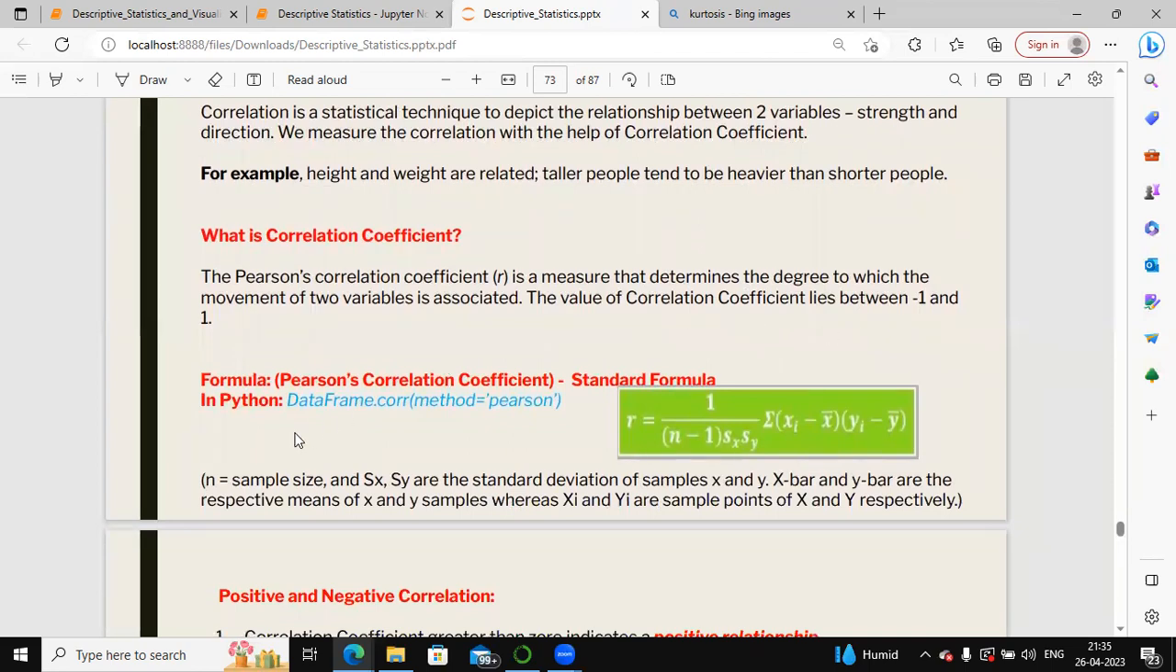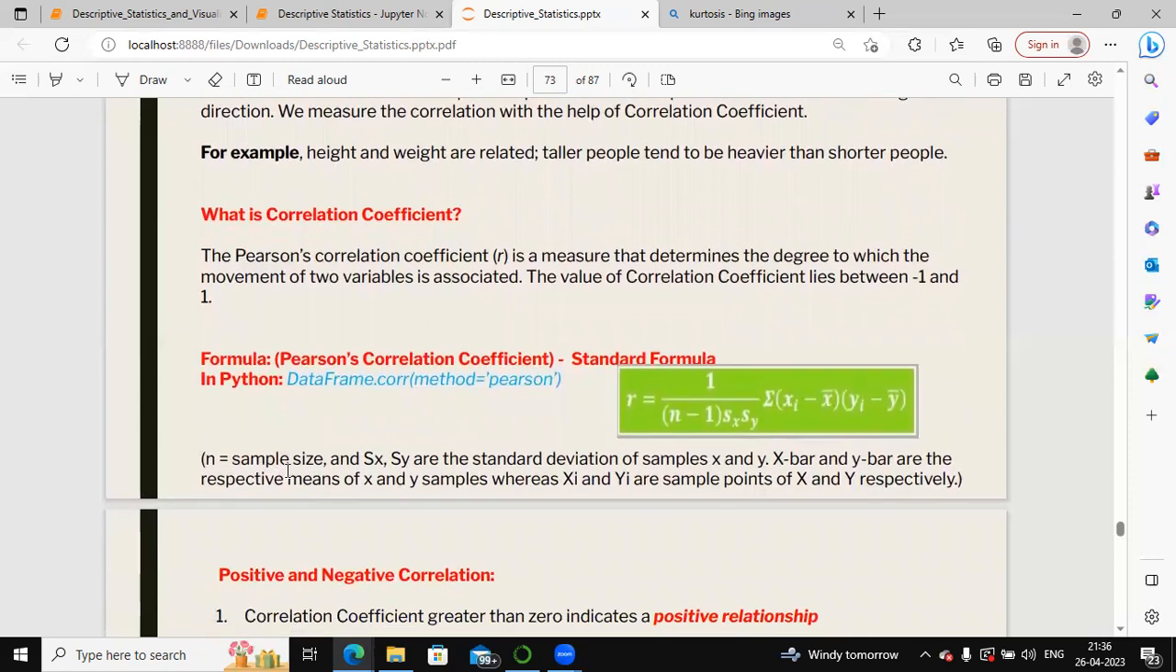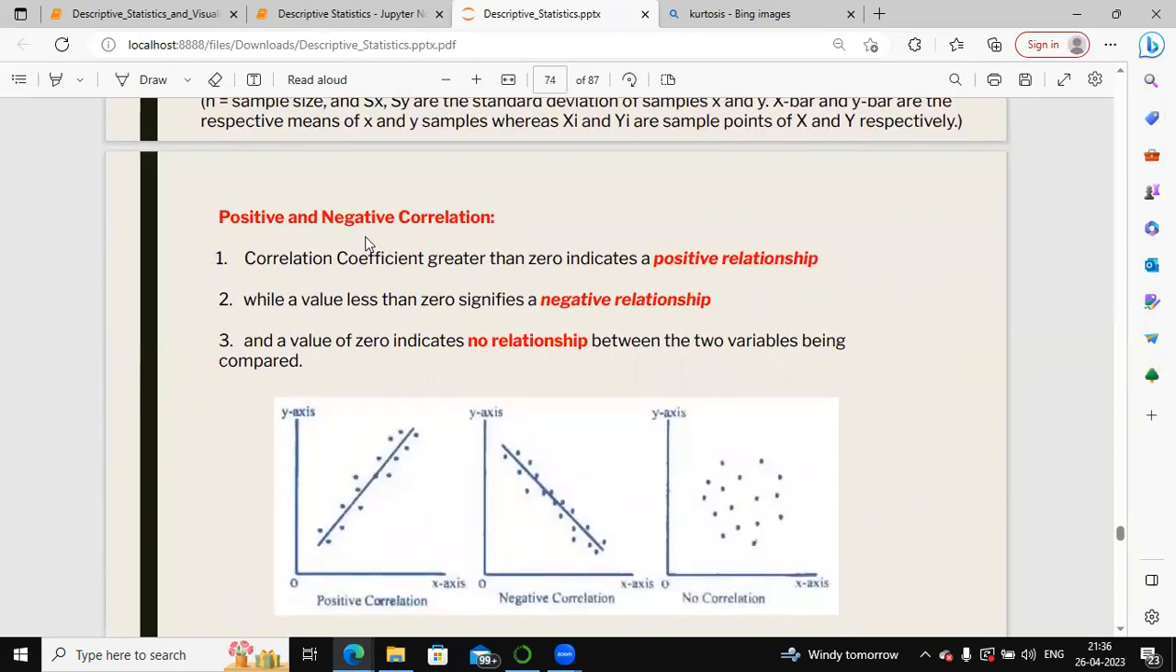The function for Pearson's correlation coefficient is data frame dot corr with method equal to pearson. Okay, so let me first take this. This is the formula for finding the correlation coefficient. You can see that the formula is similar to covariance. You just have to divide by standard deviation of x into standard deviation of y in the denominator. So n is the sample size, Sx and Sy are the standard deviations of samples x and y. X bar, y bar are the means of x and y samples, where x and y are the sample points of x and y respectively.